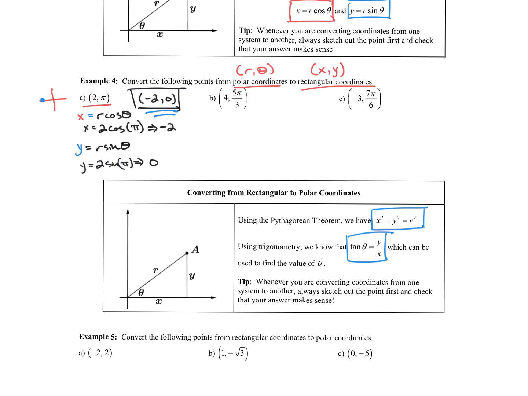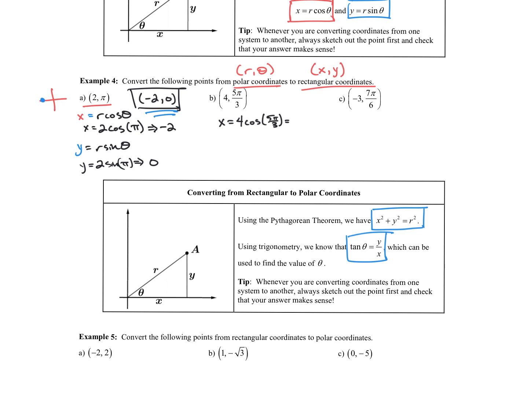All right, so let's look at part B now. So now I have 4 comma 5 pi over 3. And so how do I get to x? X is equal to what? R cosine theta. So now I'd have what? 4 times cosine of 5 pi over 3.